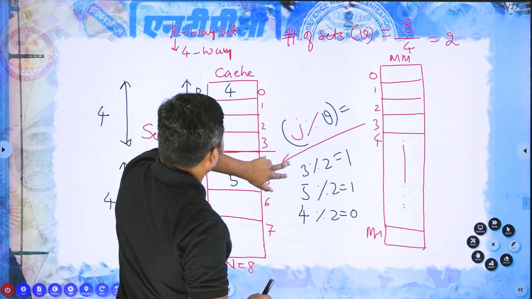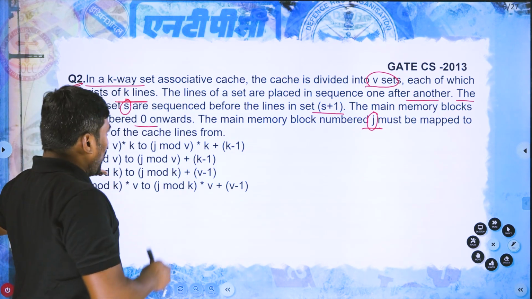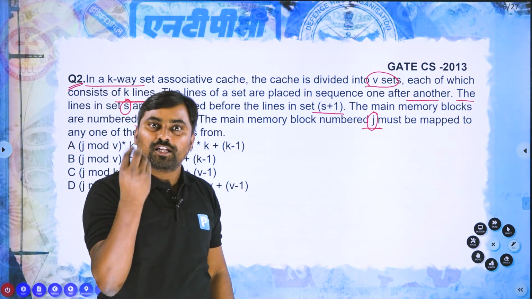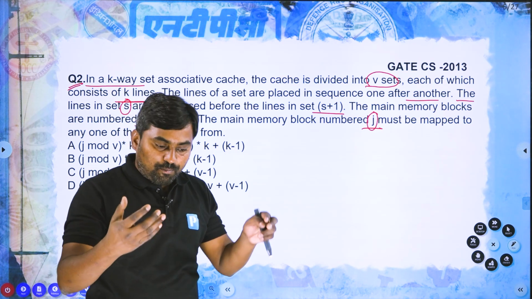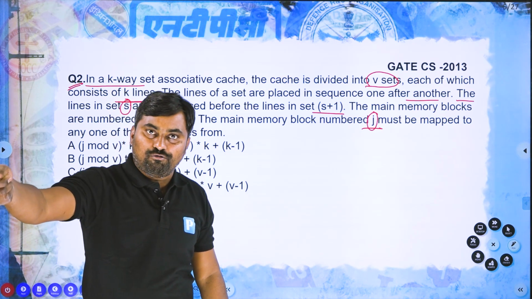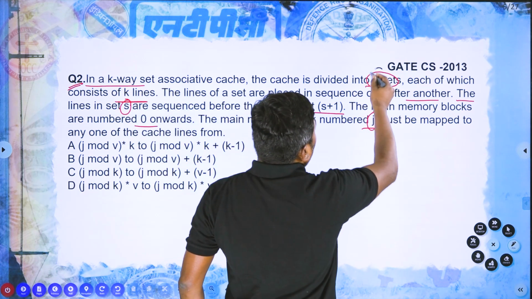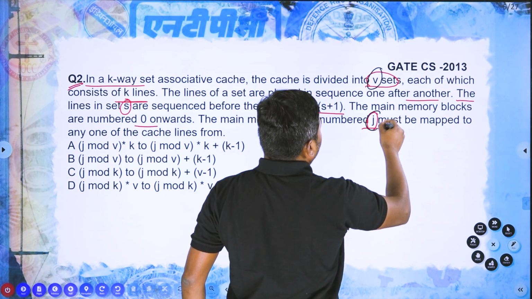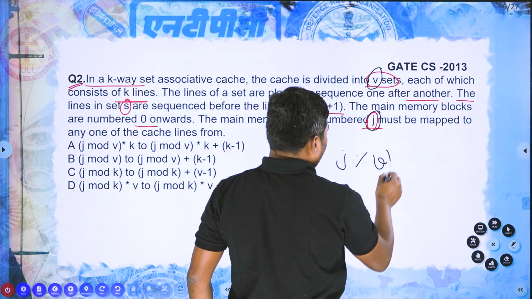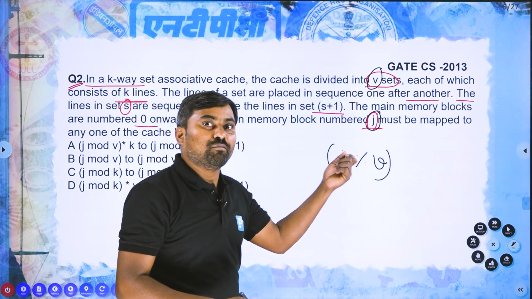Fine. First of all, to answer this question that much analysis is not required. If you know a little bit of the concept of set associative mapping function, we are taking the Jth block of main memory and mapping it to the number of sets. The number of sets V and block number J are already given. So my mapping function is J modulo V only, correct or not? Wherever J modulo V is there, we look at it, and the remaining we can eliminate.